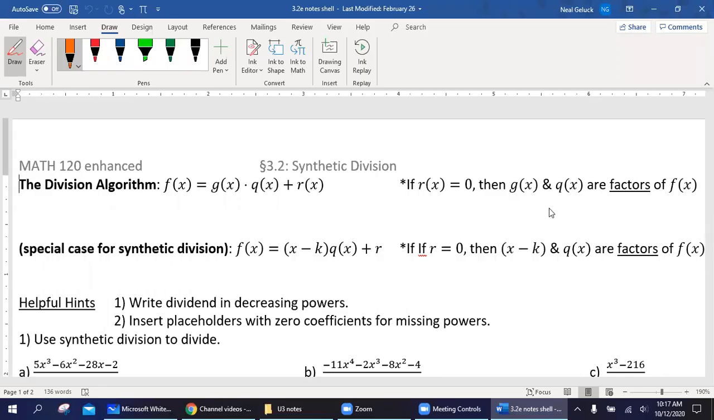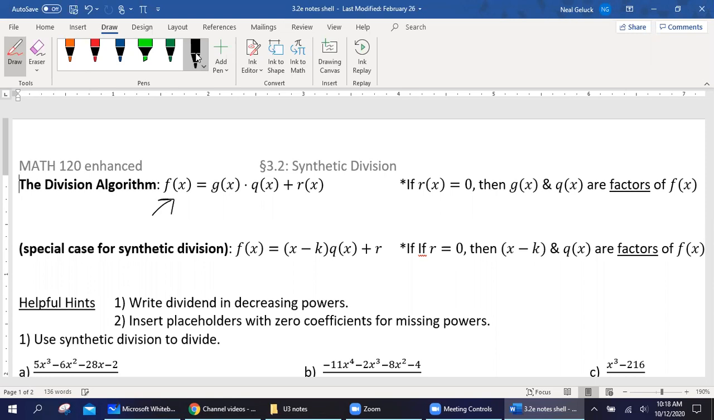Section 3.2 deals with what's called synthetic division. This is going to be a way to do division with polynomials. The division algorithm, which technically you've learned in its numerical form back in, I'd say probably second or third grade, but you haven't seen it written like this.